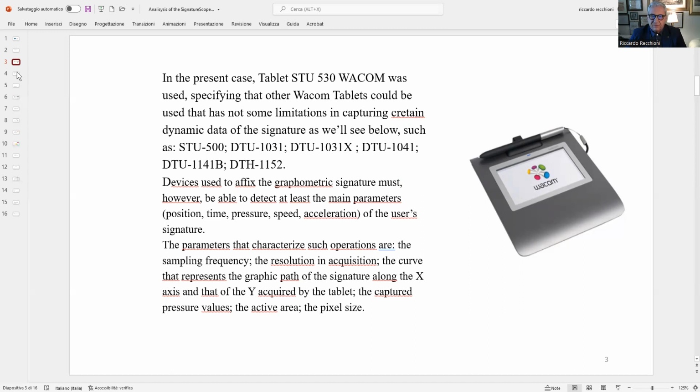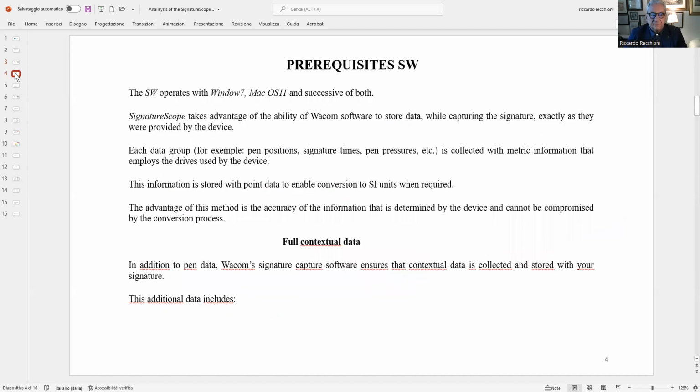characterize such operation are the sampling frequency, the resolution, the curve that represents the graphic path of the signature along the x-axis and that of the y-axis acquired by the tablet, the captured pressure values, the active area, and the pixel size. The software operates with Windows 7, Mac OS 11, and successive versions of both.